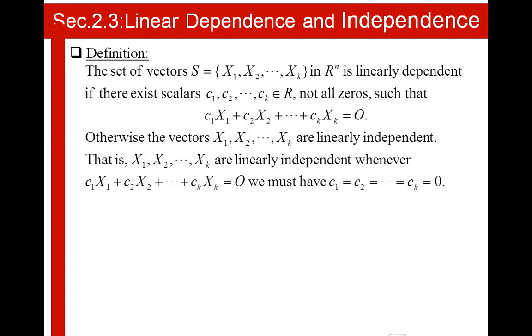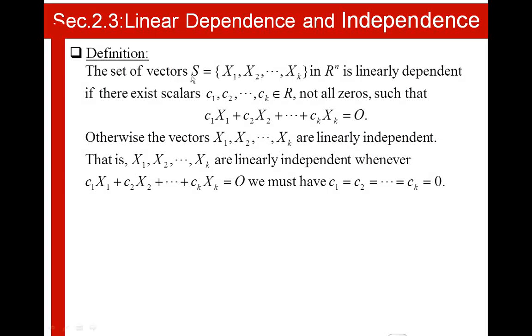In section 2.3 of the book, we will talk about linear dependence and independence. This is the last section that we talk about in this chapter. We'll start with a few definitions. Definition of linearly dependent and independent vectors.